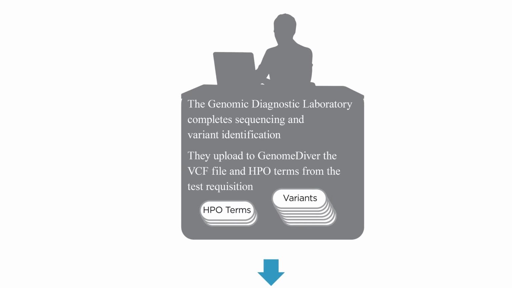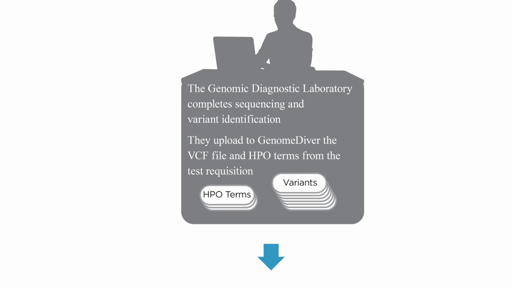We start in the genomics diagnostic lab. Once they have completed sequencing, they have a list of DNA sequence variants to go along with the information describing the patient's phenotype received with the test requisition. Typically, the phenotypic information is captured as human phenotype ontology, or HPO terms. They initiate a dive by loading their sequencing and HPO term information into GenomeDiver.